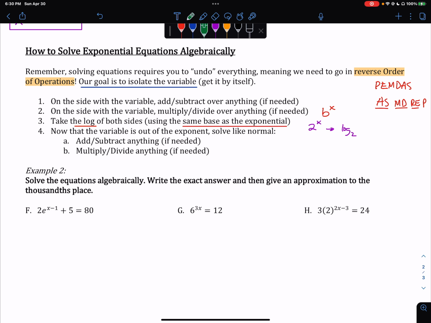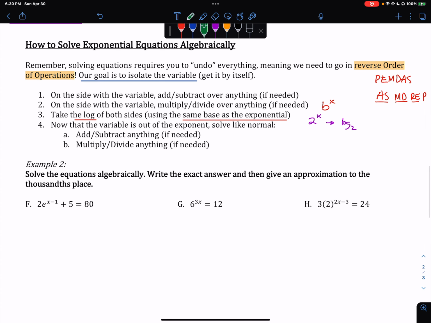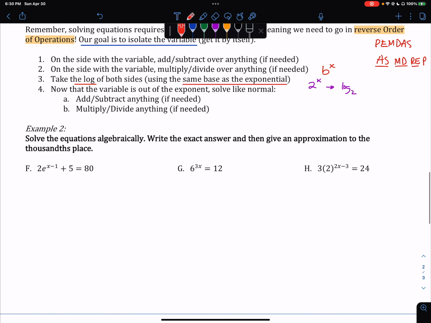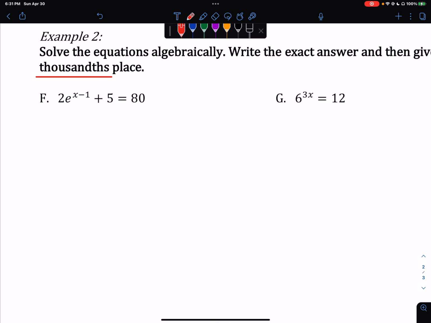So I know that may seem kind of confusing talking through it or reading through it. I think once we go through a couple examples, you'll realize, oh, that's not that bad. So example 2, solve the equations algebraically. Write the exact answer. So I do want an exact answer first, so I want to try not to round throughout. I'm going to just leave them exact, and then give an approximation to the thousandths place. So again, it tells me the thousandths place, which is 3 decimals. Just important to notice.